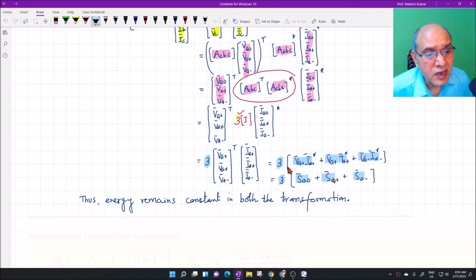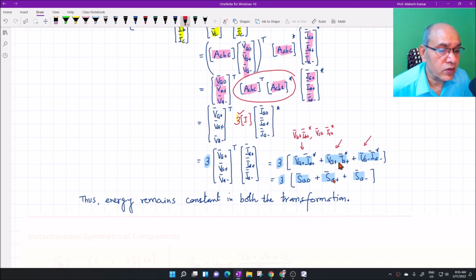Why is 3 coming? Because BA0 IA0 conjugate also represents B0 and IB0 conjugate, and also VC0 and IC0 conjugate. Similarly, this represents for B and for C. So B and C are accounted as a duplication of this term. Therefore, it becomes 3 times the A phase component.